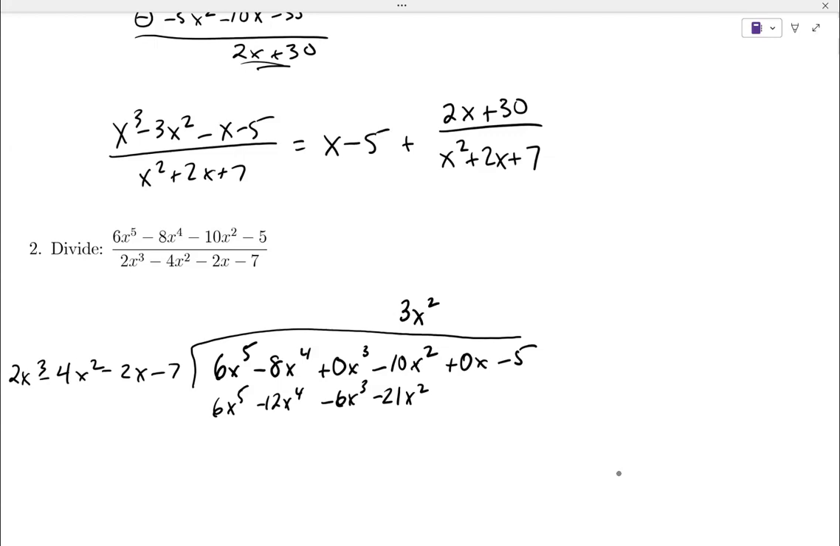What do I do now? Subtract. Leading terms go away. What do we get for the x to the 4th term? Get 4x to the 4th. Good. The x cubed term will be plus 6x cubed. The x squared term will be plus 11x squared, right? Remember that minus sign has to get distributed to everything, right?